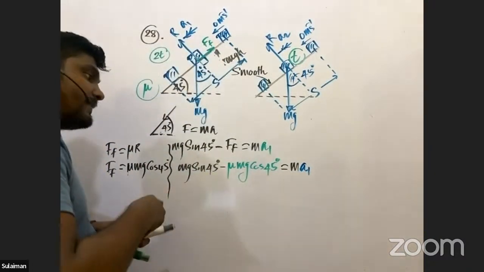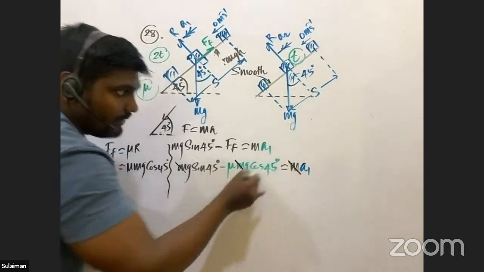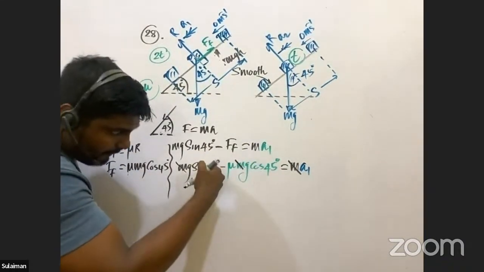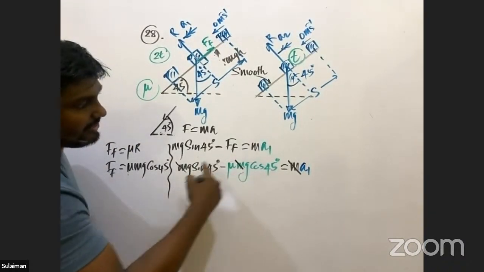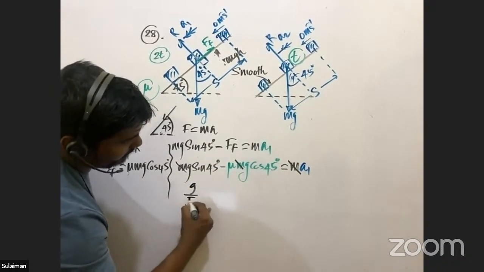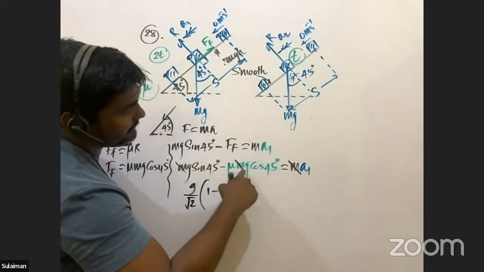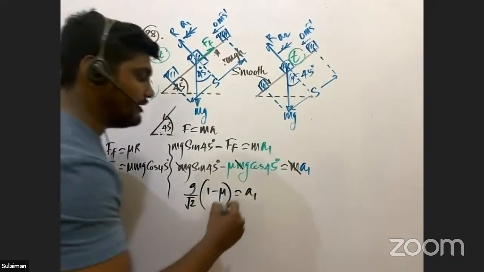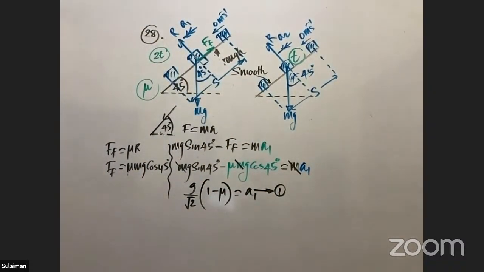Now you can cut all the simple limb terms. Then you can say what? Cos 45 means 1 over root 2. Sin 45 also 1 over root 2. So you can take that 1 over root 2 outside. g over root 2, if you take outside, then it will remain 1 minus mu, A1. Hands up who understood how I obtained A1?